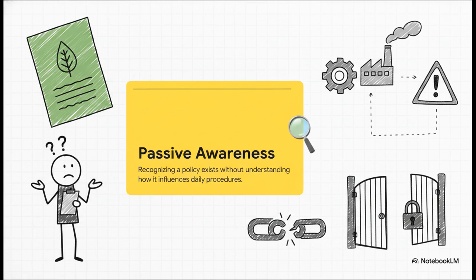It's when an employee recognizes a policy exists, like maybe they've seen that faded green poster on the wall, but they have absolutely no understanding of how it influences their daily operational procedures and risk control. When regulatory jargon isn't translated into practical role-specific instructions, passive awareness is honestly the best you can hope for. And when that happens, compliance is inevitably compromised.